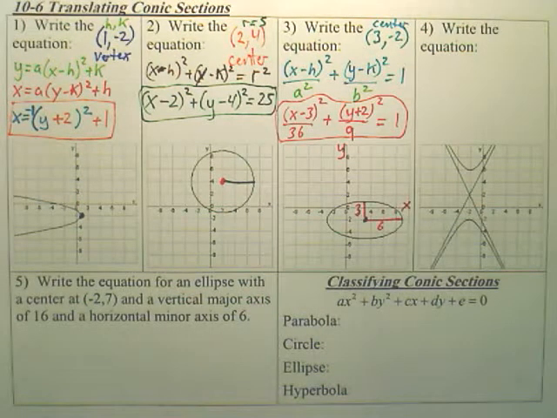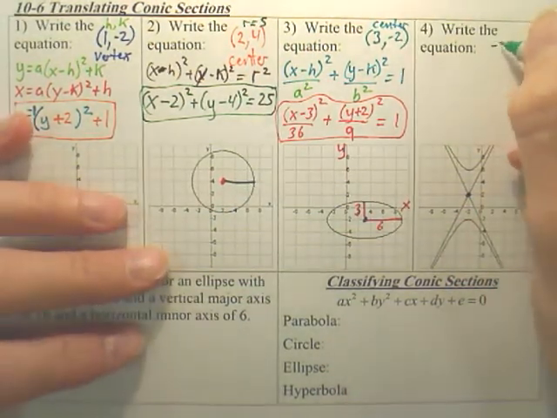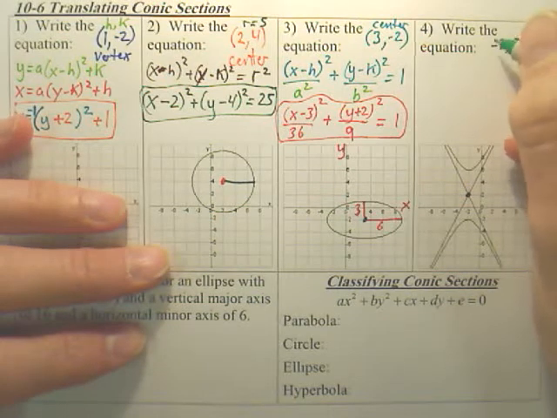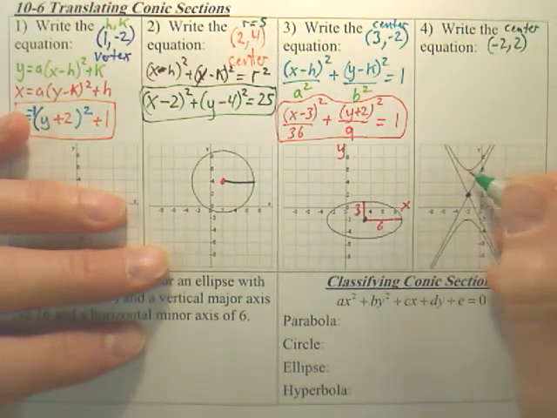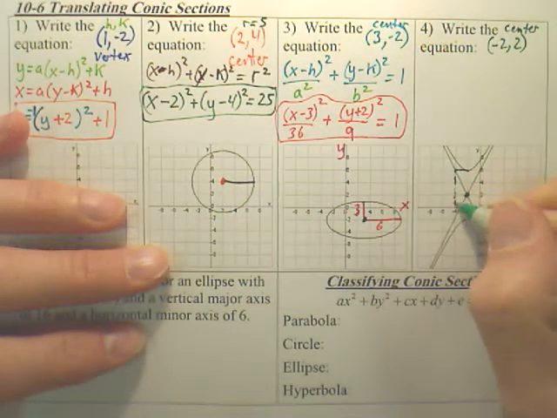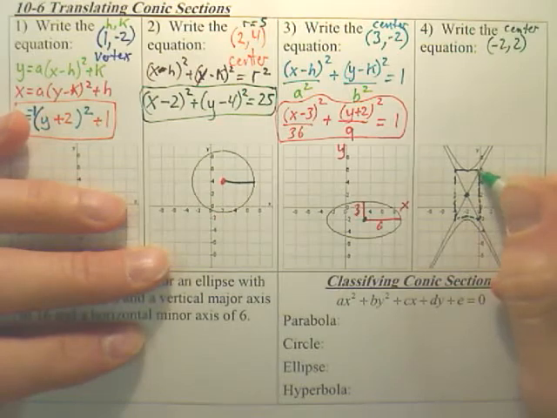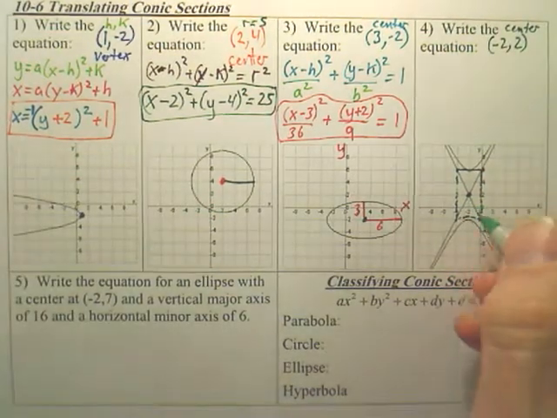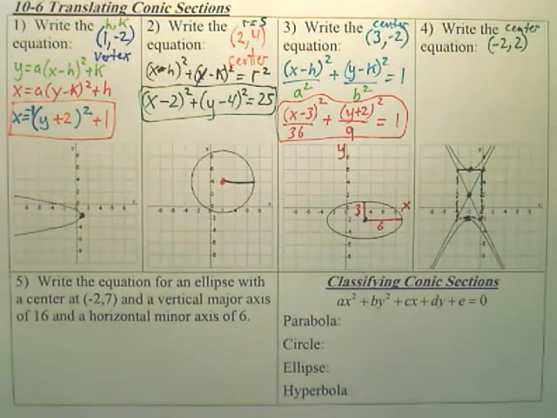The last problem. I want to do the hyperbola. So you first need to find the center. It looks like that is (-2, 2). That's the center. And then you want to create this box, because you always need a box in order to do your hyperbola.